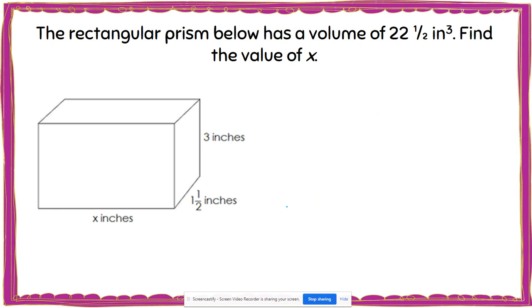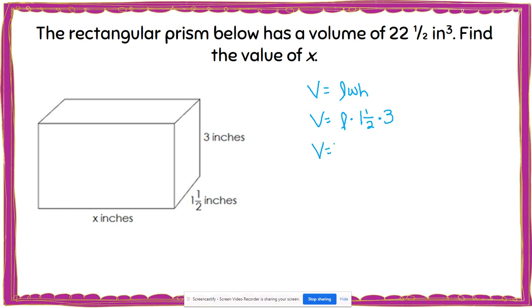For this problem, I'm given the volume of 22 1/2 inches cubed, and I need to use that to find the value of x. So if I look at my formula, which is volume equals length times width times height, I don't know the length here, but I know that the width is 1 1/2 and the height is 3. So I'm multiplying length times 1 1/2 times 3.